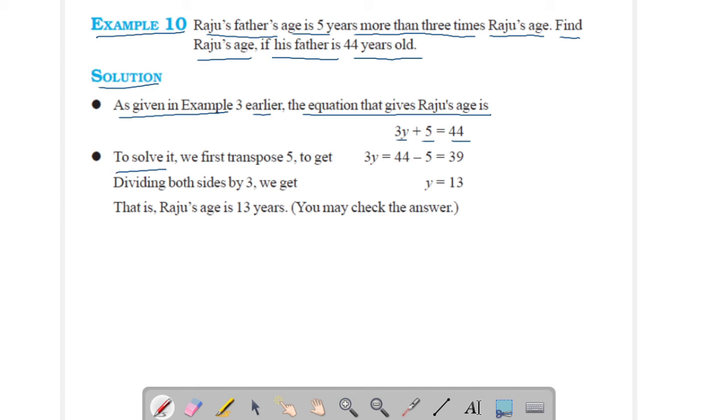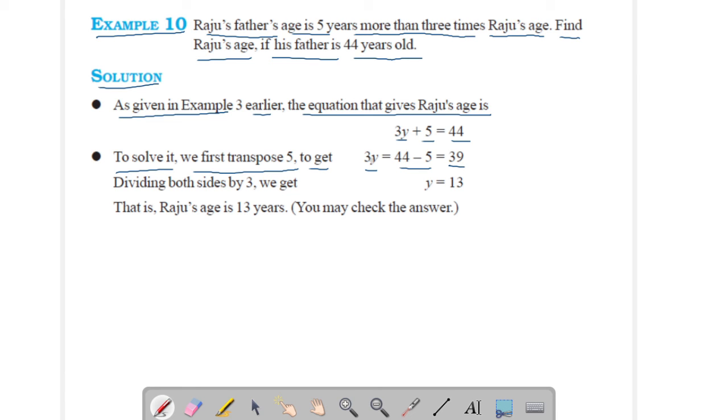To solve it, we first transpose 5 to get 3y equal to 44 minus 5. How will you get 44 minus 5? Here we have to transpose 5 to the right hand side. Here it is plus 5, the sign will be changed, that is minus 5. That's why here we get 44 minus 5, and 44 minus 5 is 39. It means 3y equal to 39.